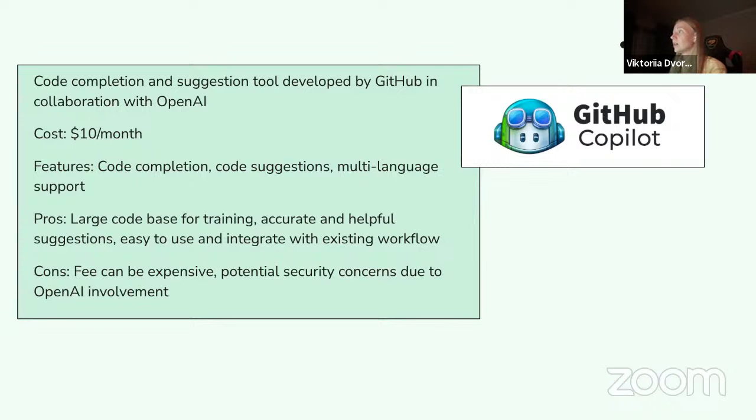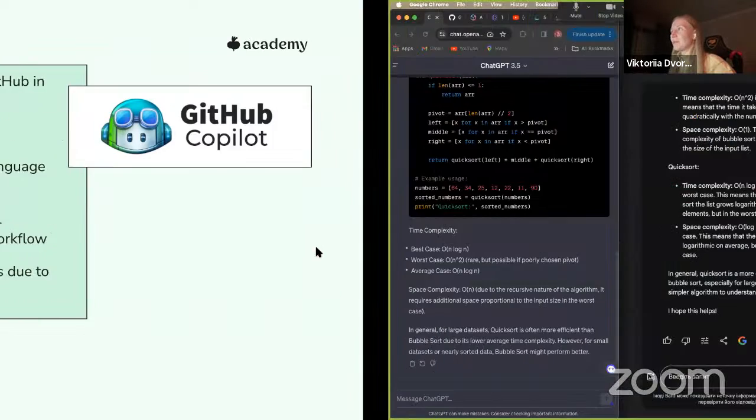First of all, the one which is the most popular right now is GitHub Copilot. But the one disadvantage of it is the cost. It's not free, unfortunately, but it has a lot of features. It can help you with code completion, code suggestions, multi-language support. But yeah, one disadvantage is that it's not actually free.